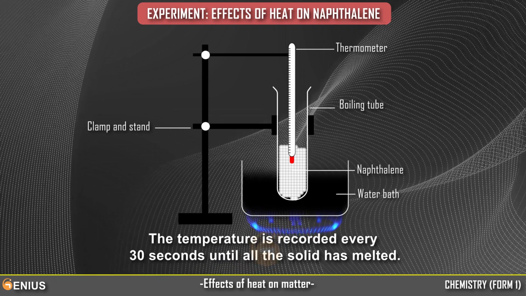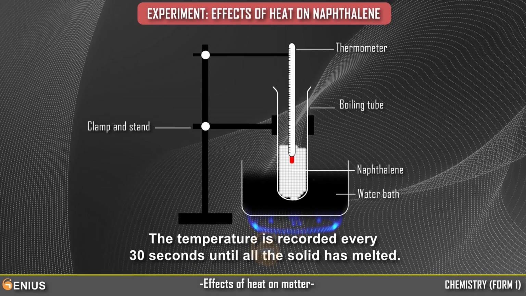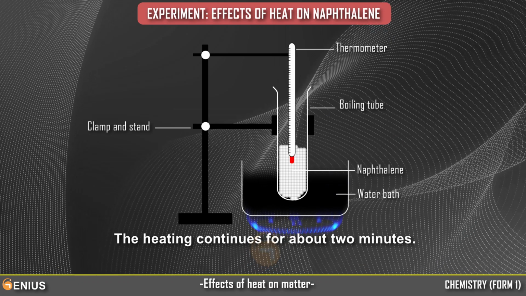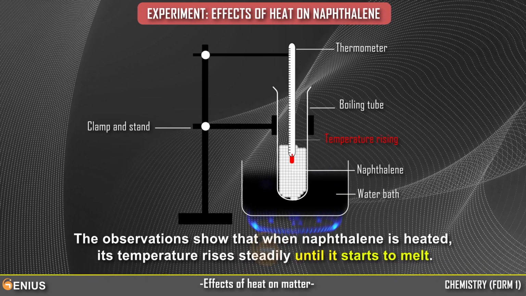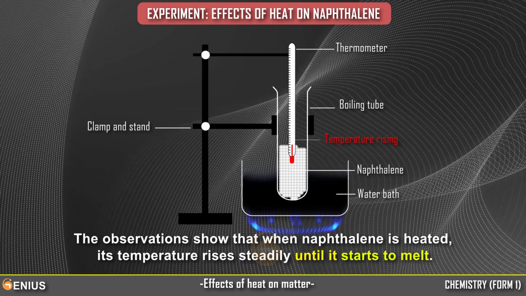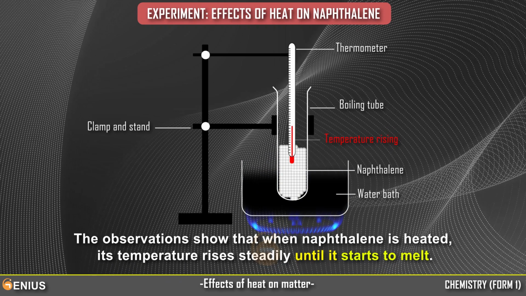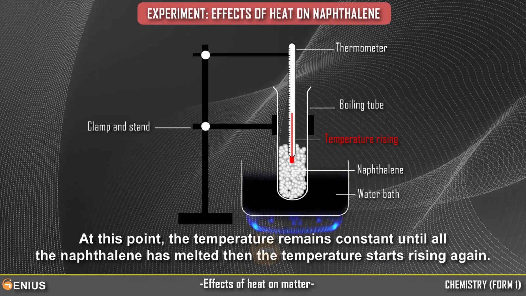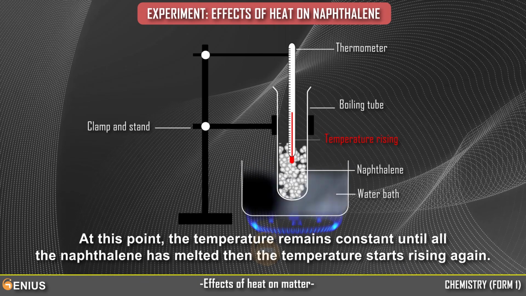The temperature is recorded every 30 seconds until all the solid has melted. The heating continues for about 2 minutes. The observations show that when naphthalene is heated, its temperature rises steadily until it starts to melt. At this point, the temperature remains constant until all the naphthalene has melted, then the temperature starts rising again.